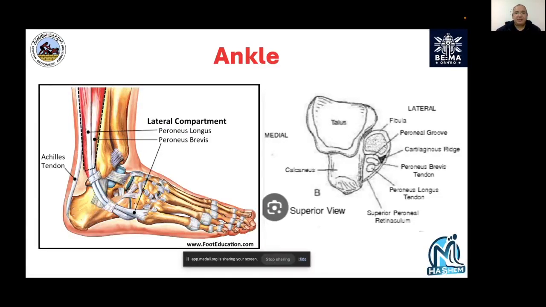Remember, peroneus brevis is countering the tib ant and peroneus longus is countering the tib post.